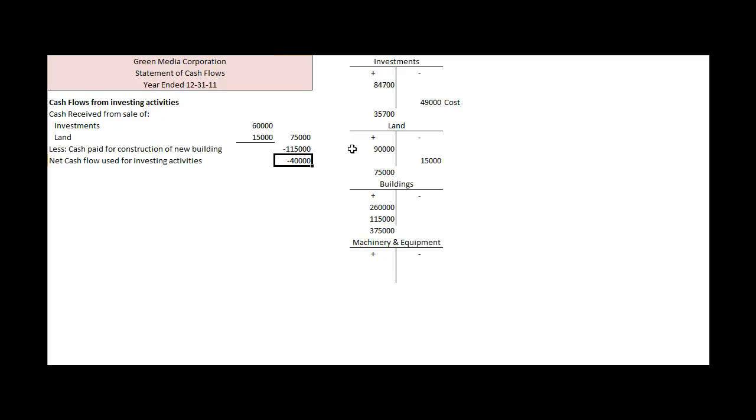So that's a tough one, trying to work through and analyze each of the changes and figuring out what is the actual cash flow instead of the cost flow. And our goal with the statement of cash flows is to get the right cash coming in and the right cash going out because of the investing activities. So this is the end of the investing activity section for the statement of cash flows.